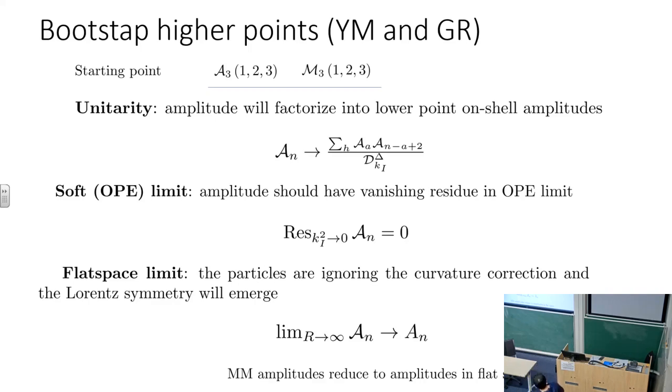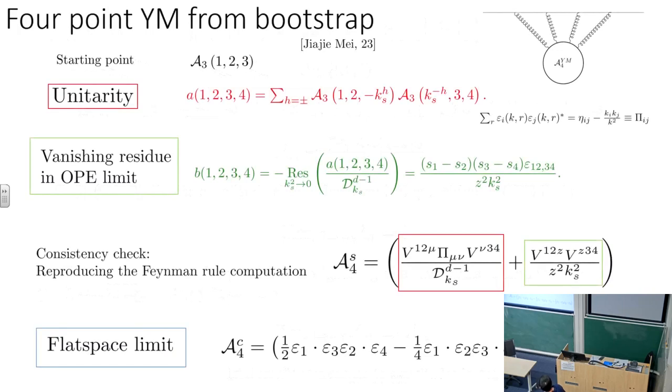Okay. So with this preparation, we can do a simple example of the bootstrap. So we start with a 3-point gluon amplitude. If you remember, in flat space, it contains 3 terms: epsilon 1 dot epsilon 2, k dot epsilon.